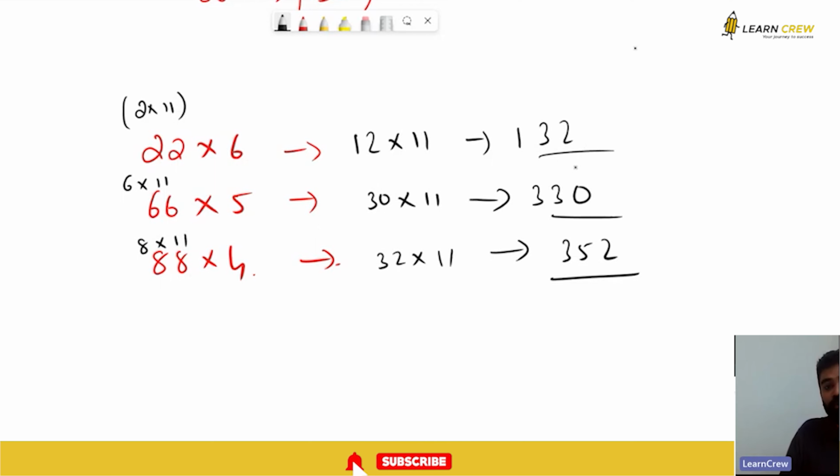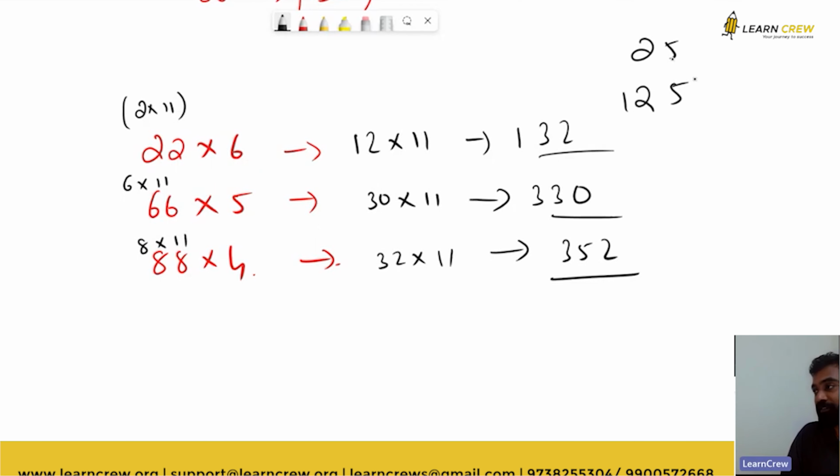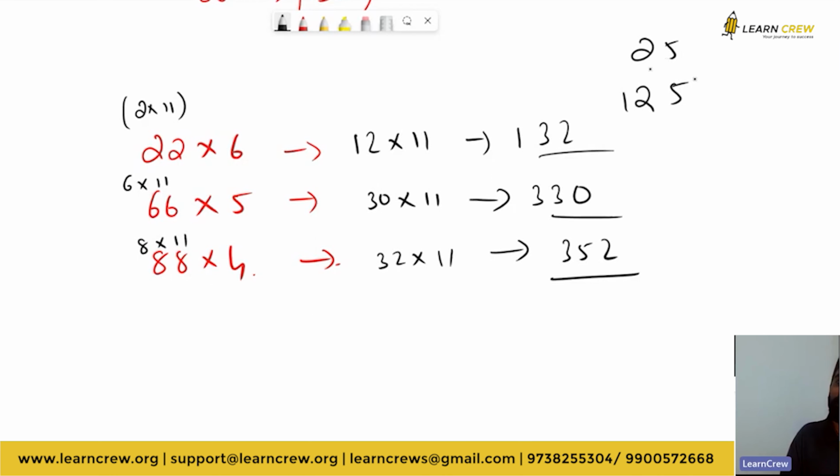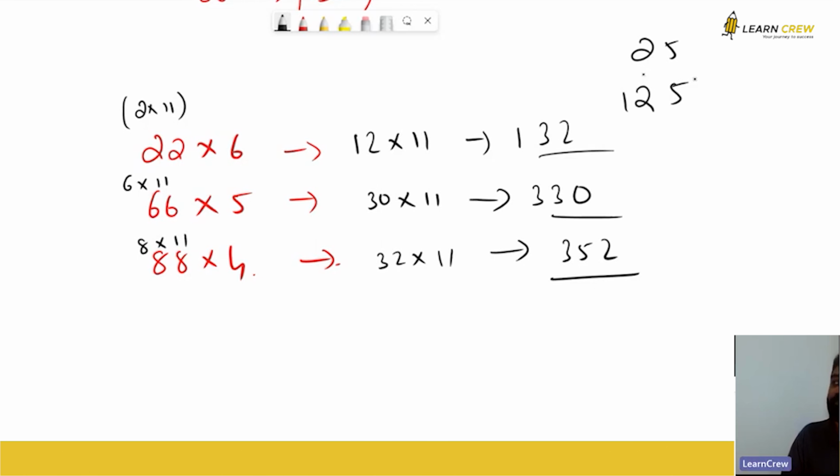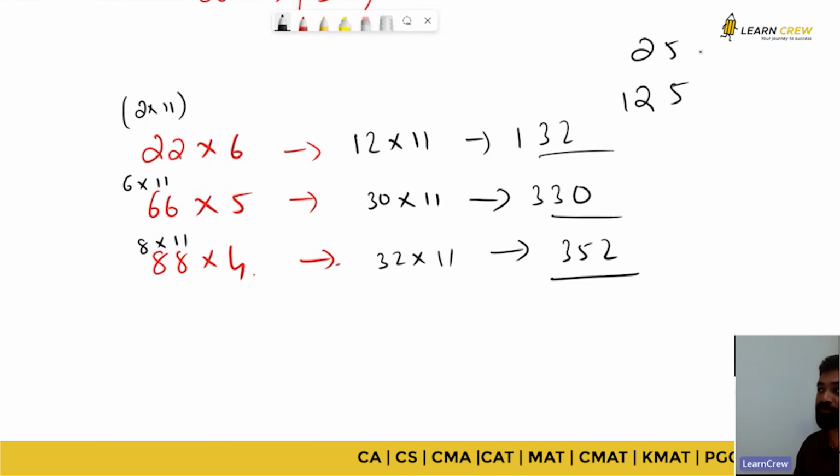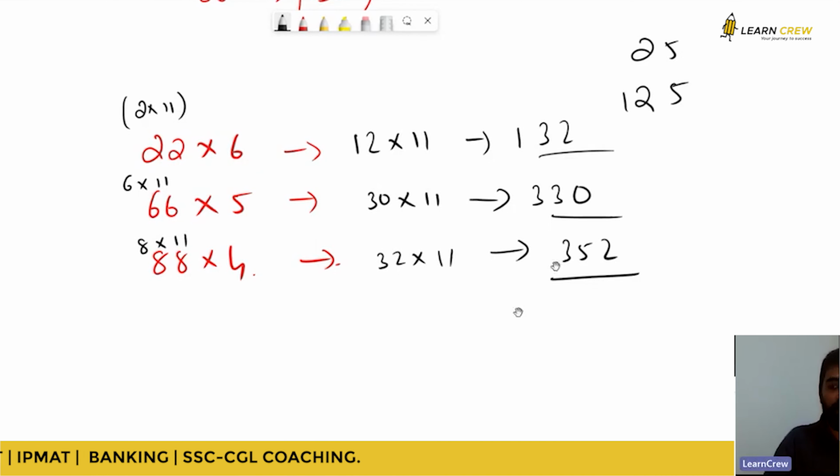So you know to do it with 25. You know to do it with 125. 25 means 100 divided by 4. 125 means 1000 divided by 8. 12.5 means 100 by 8. What's for 250? Multiply by 4. 250 means 1000 by 4. All clear?